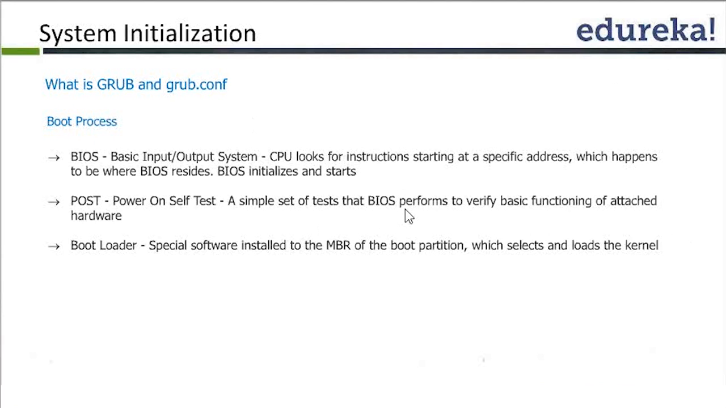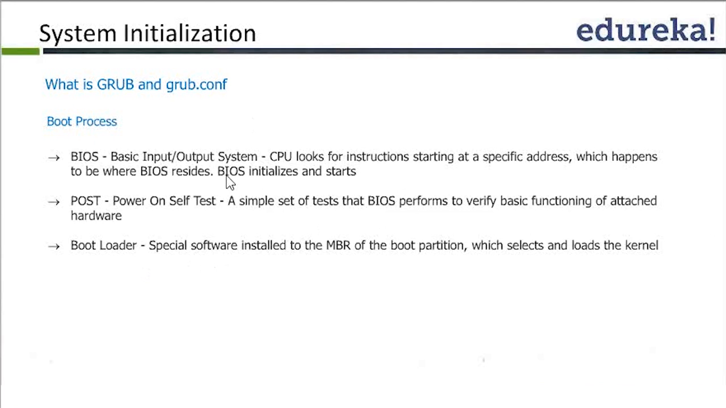The next one is the bootloader. GRUB is the bootloader, the Grand Unified Bootloader. It is specialized software installed to the MBR, the master boot record of the boot partition, which selects and loads the kernel. Once the initial testing is done, control is passed over to the bootloader. You can imagine your hard disk as made up of sectors, and the first sector is where your MBR resides.